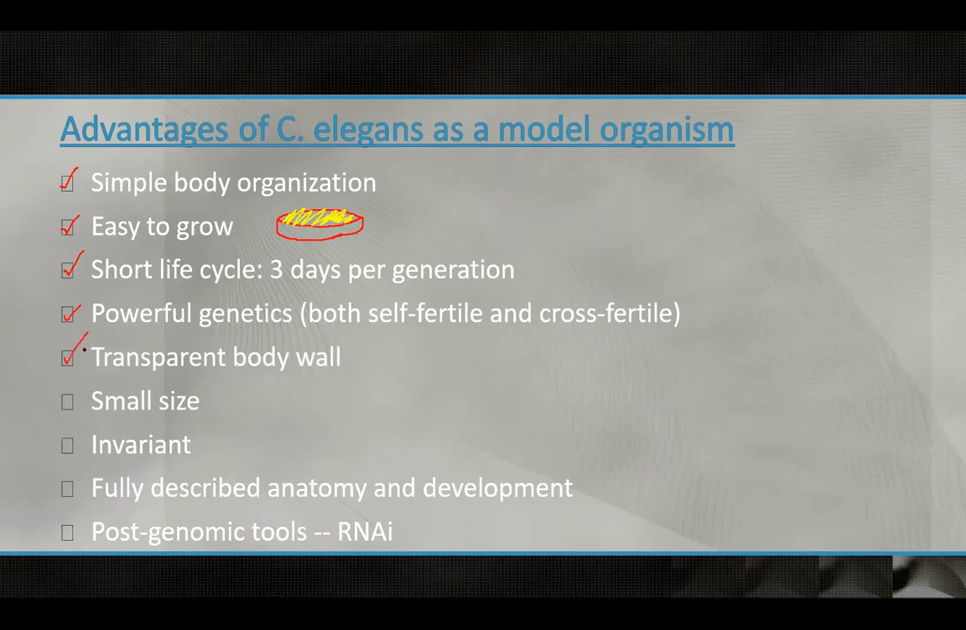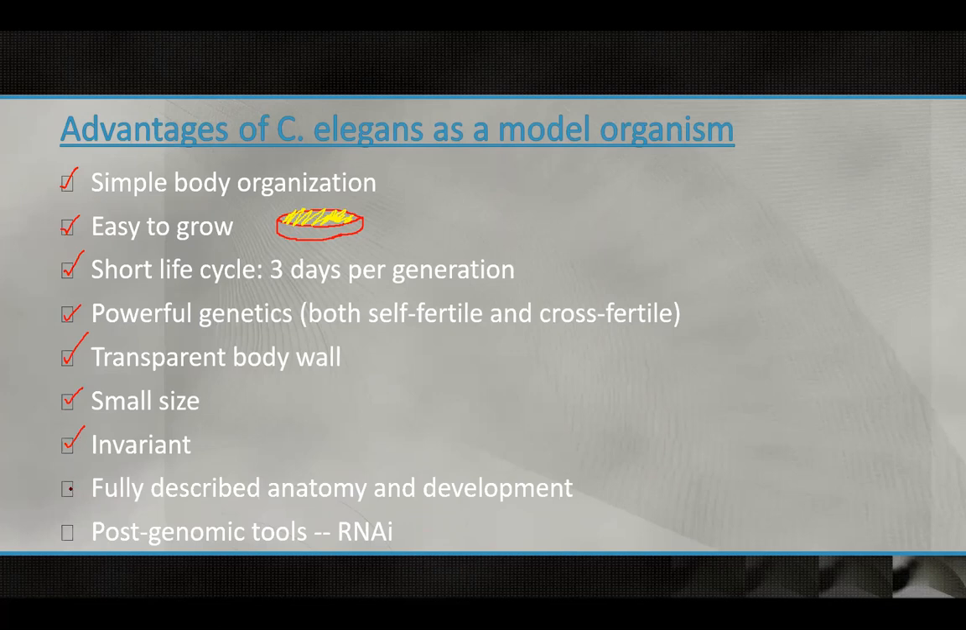Their body is completely transparent. As their body is completely transparent, the internal development of the body can be effectively visualized. They have a comparatively smaller size. Okay, they are invariant. They are fully described.